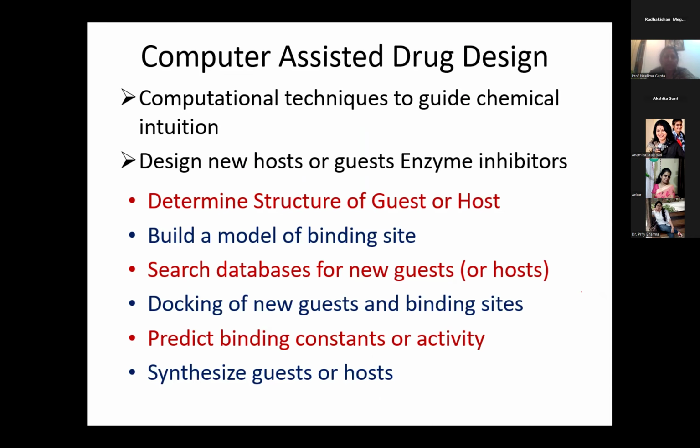So to design new host or guest enzyme inhibitors, one has to determine the structure of, for example, so one example I have taken here, to determine the structure of guest or host, to build a model of binding site, to search databases for new guest or host, docking of new guest and binding sites, to predict binding constants or activity, to synthesize guest or host. So one has to have some knowledge or intuition about the chemical structure and how computational chemistry helps us getting some insight in the structure and then later on the interaction.